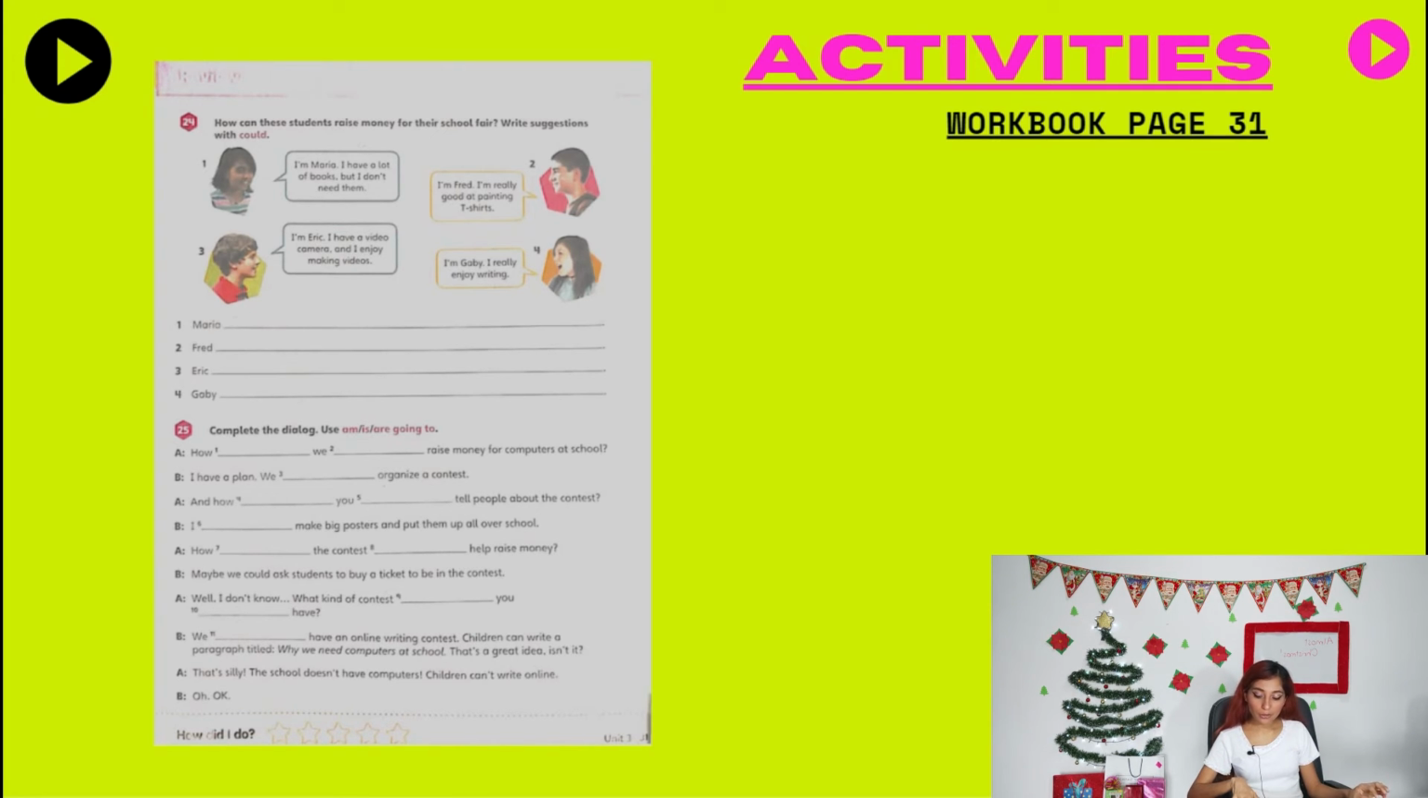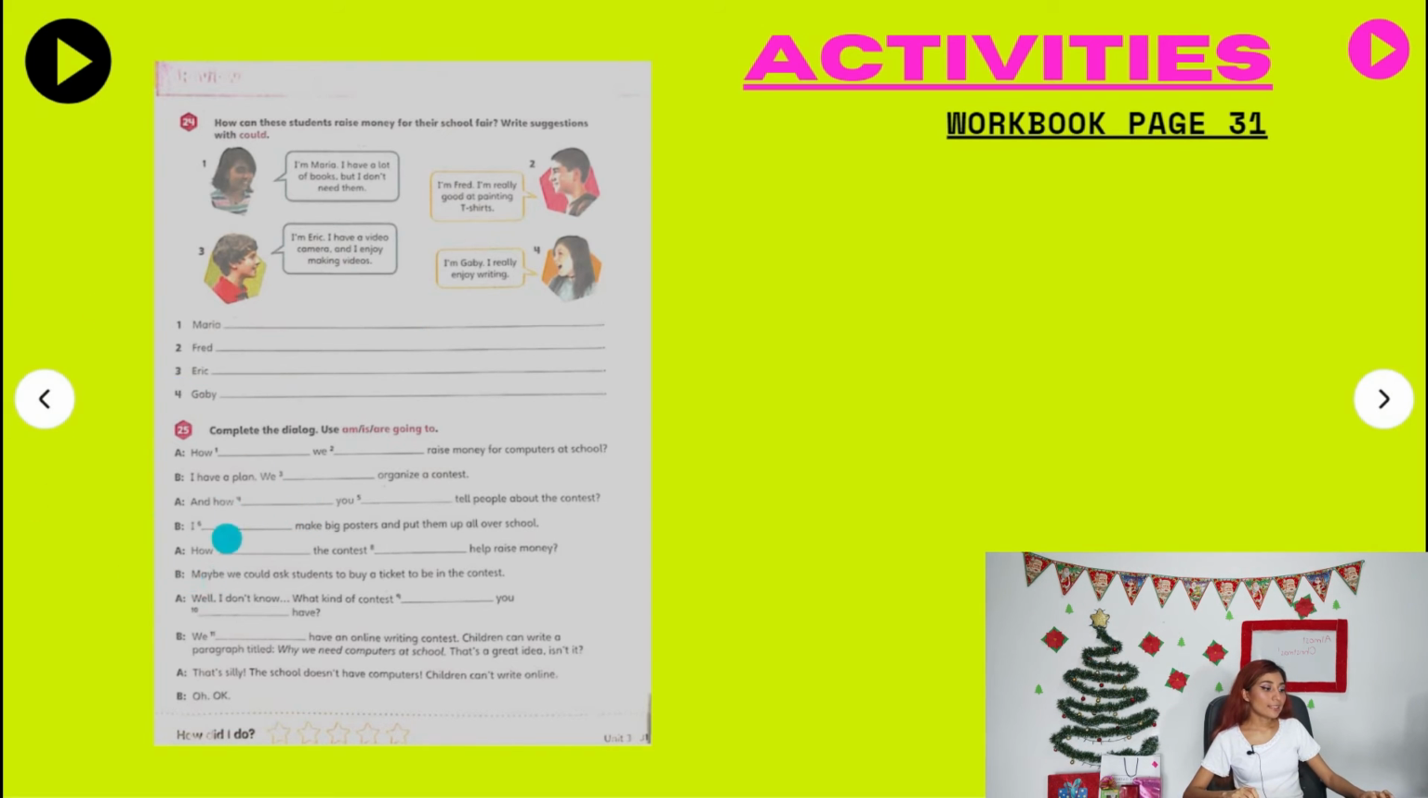Now we have activity 25 and it looks a little bit long, and this is a conversation between letter A and letter B. Activity 25, complete the dialogue, use am, is, are and going to. Esto significa que vamos a usar going to con am, con is o con are, no con las tres, recuerda. And then you're going to read this. Pay attention to this. I'm not going to read this whole activity for you because it will take me a lot, but you need to pay attention.